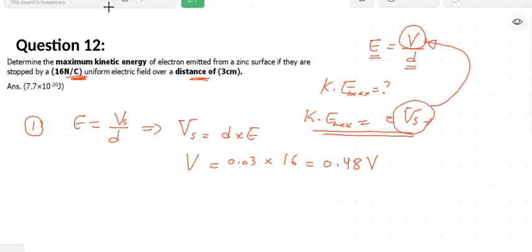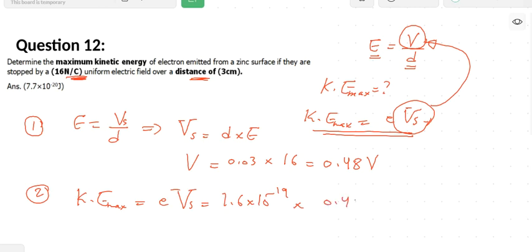Now I know the stopping potential, so I can find the maximum kinetic energy. Kinetic energy maximum will be equal to eV stopping. So it's 1.6 times 10 to the power minus 19 multiplied by 0.48 volts. So the answer will be 7.7 times 10 to the power minus 20 joule. So to do this question, as we see, we need to do two main steps.